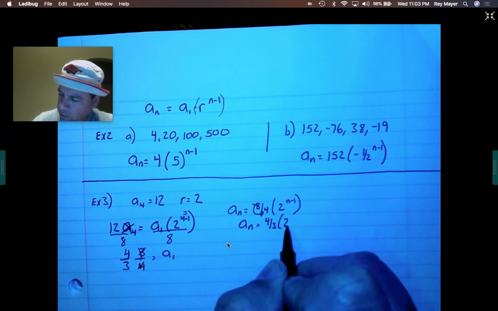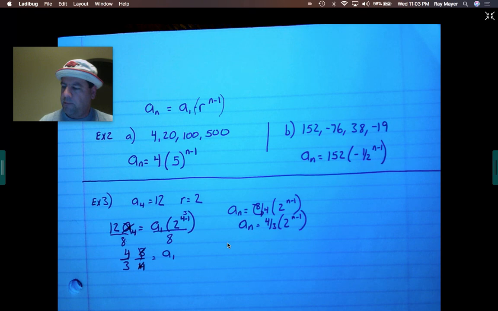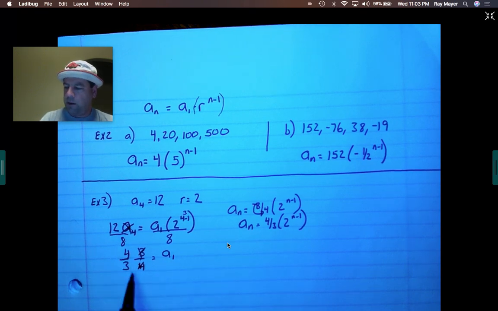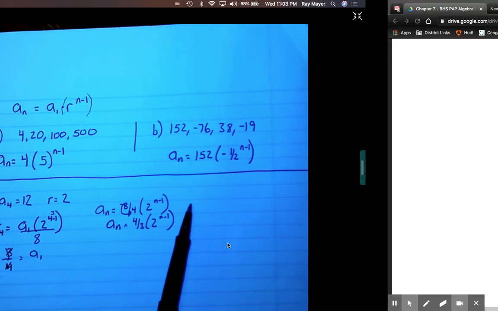So let's write it correctly. 4/3. I bet there's some people in there saying, what the heck? How'd that happen? Divide it by 8. I got it written right there. Knucklehead. Good thing I checked it.